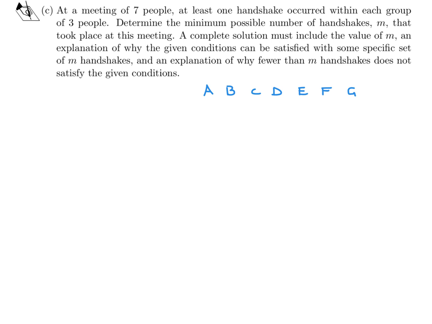Okay. So very similar to before, we're going to create some sort of a diagram that represents this scenario, and then I'll try to explain why this is going to work. So there's the 7 people, and I'm going to make them have handshakes like this. So each line represents a handshake. Okay, so now this is a diagram that is going to attempt to explain why this is the scenario.